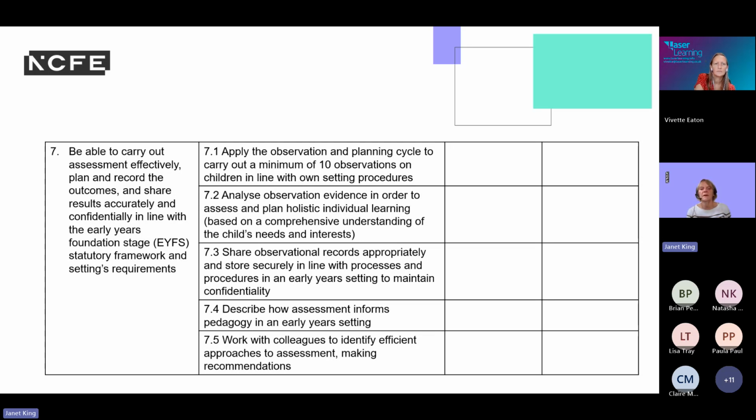But I always think 7.1 requires a lot of work in the background before you can do that if the settings are using those shorter, snappier observations, because they have refined those connections. And just be mindful of that.